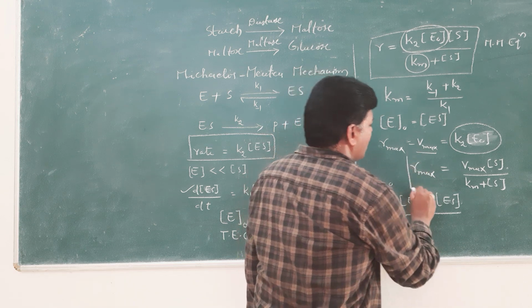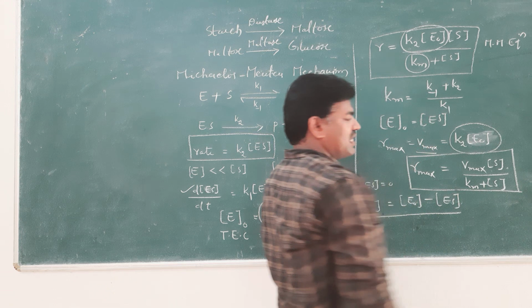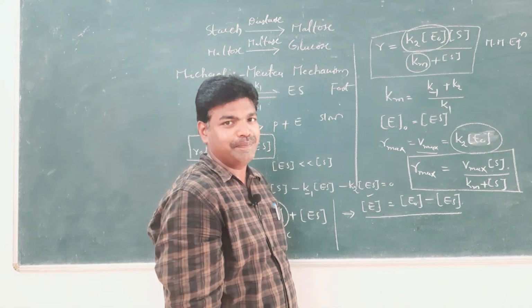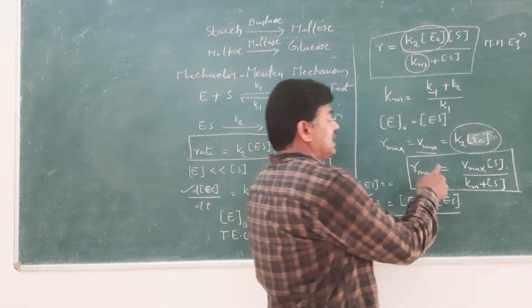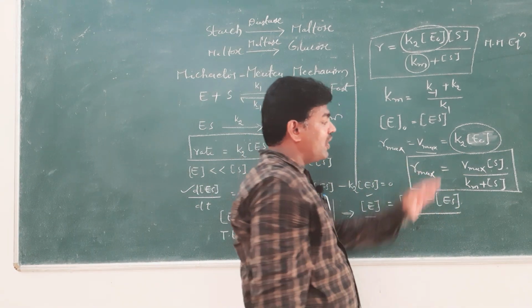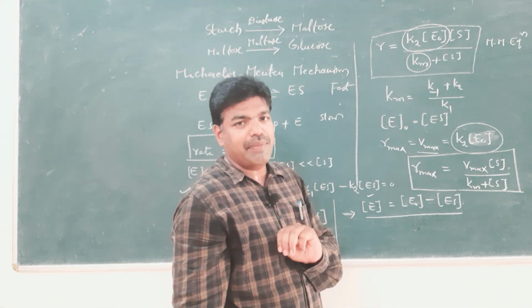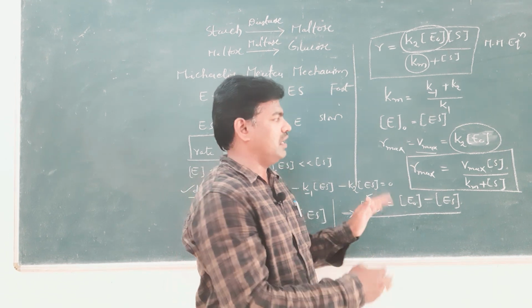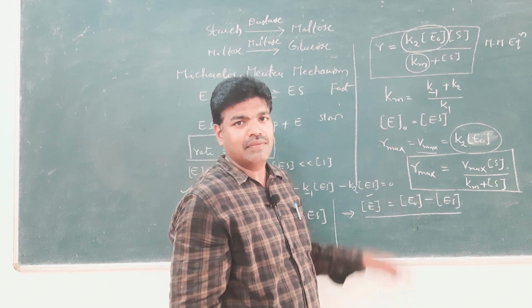This is called the simplified Michaelis-Menten's equation. This is very, very important. From this we can discuss three conditions. Let us discuss the three conditions.